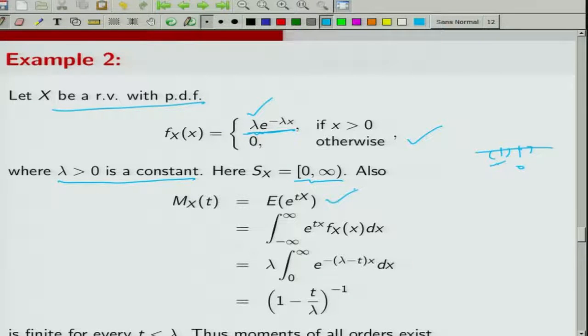So M x of t is the expected value of e to the power t x, which is the same as the integral from minus infinity to infinity of e to the power t x f x dx. But my density is 0 if x is less than 0. So it is contributing only when x is greater than 0.